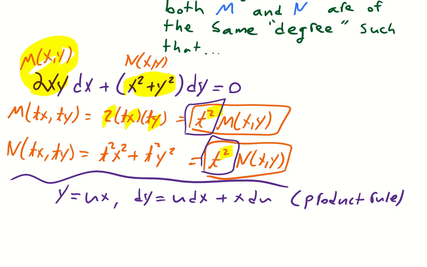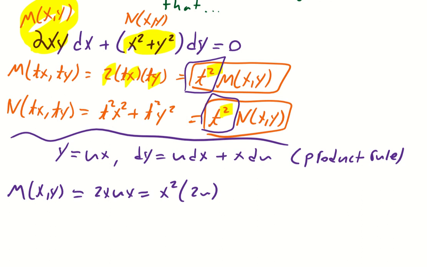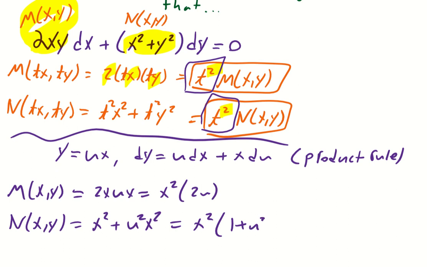So we have M of x, y, but we want to do our y substitution. So we have y is equal to ux. So this will be 2x times ux. In other words, we have x squared times 2u. And then for N of x, y, we have x squared plus u squared x squared. In other words, we have x squared times the quantity 1 plus u squared.